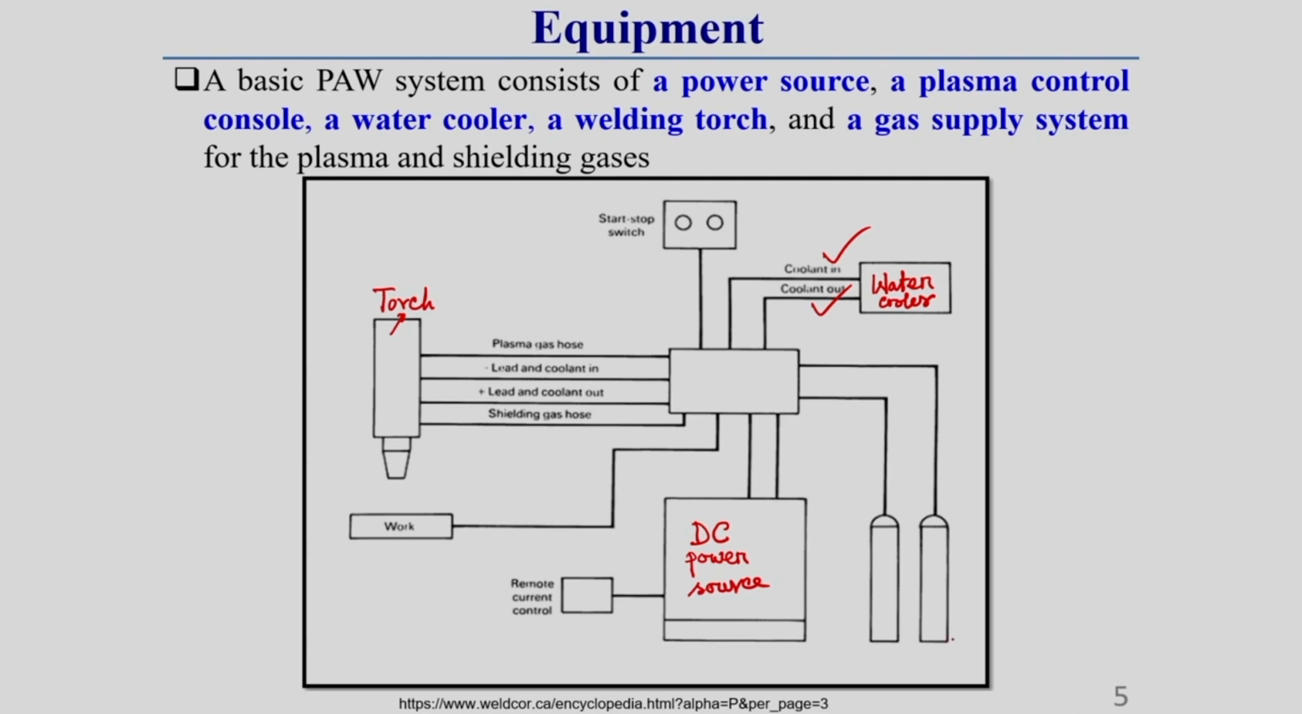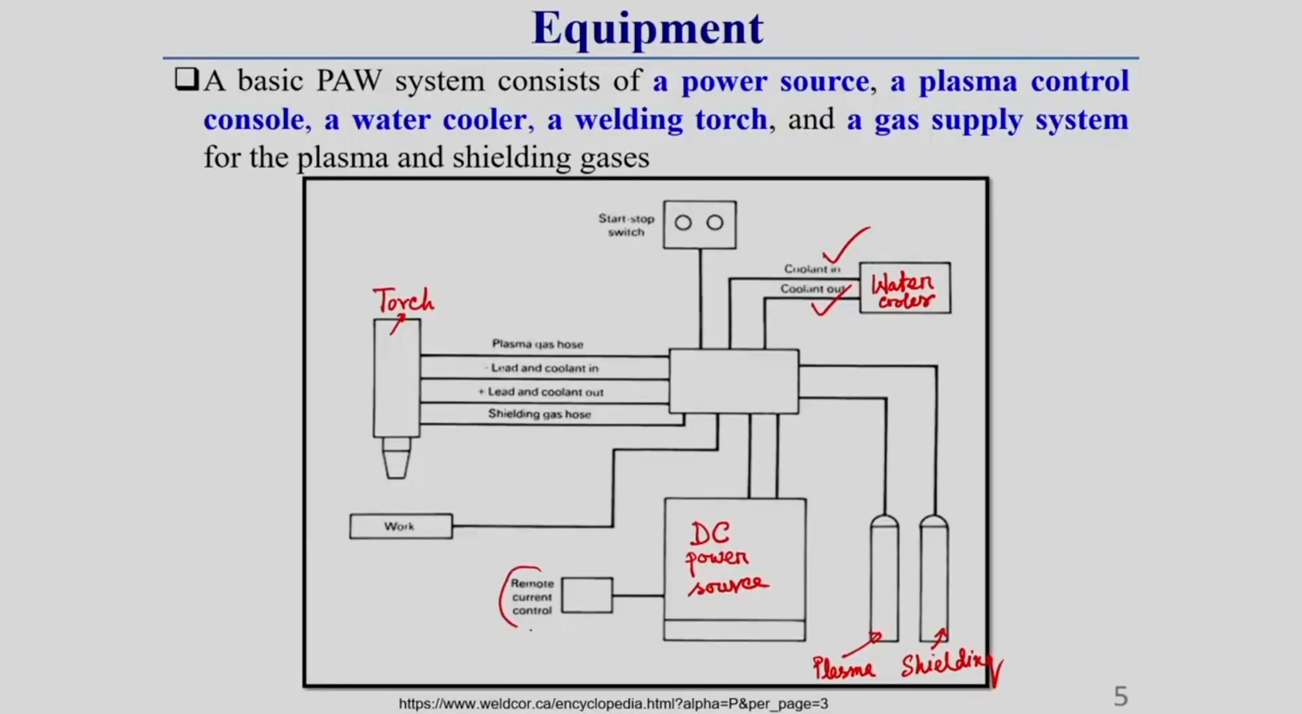There are two different types of gas supply. One is generally called plasma gas, and this is called shielding gas. What is the type of plasma gas, what is the type of shielding gas, everything I will discuss in detail in subsequent slides. Generally for plasma gas it is always preferable to use argon gas. Why? That also I will discuss. Now you see this power source is operated remotely, that is why I have written remote current control. We can control this power source remotely also.